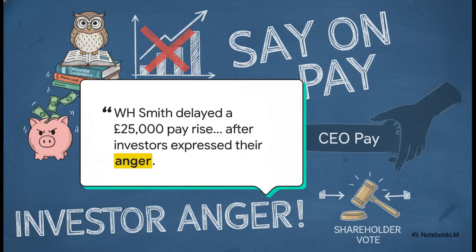And trust me, investors are absolutely reading those disclosures. Take a look at this headline from W.S. Smith during the pandemic. The company tried to give a pay rise to its CEO while the wider economy was really suffering. Investors expressed their anger and 33% actually voted against the remuneration report. In business English, this is known as say-on-pay. It's the shareholders' right to vote on executive compensation. When a company misreads the room and puts executive pay ahead of shareholder returns, those institutional investors will absolutely revolt.